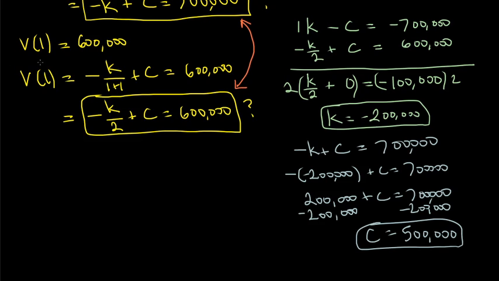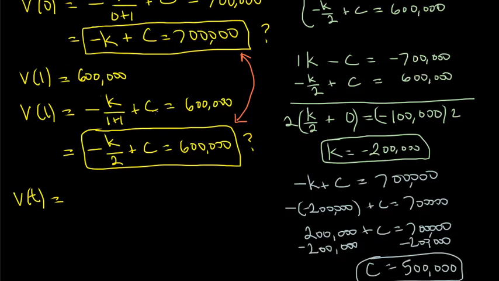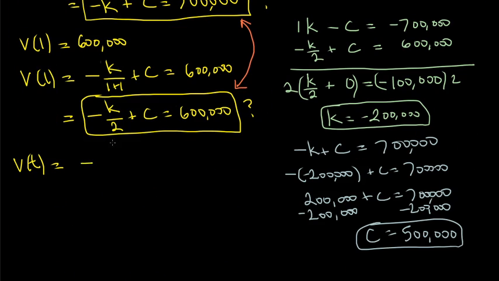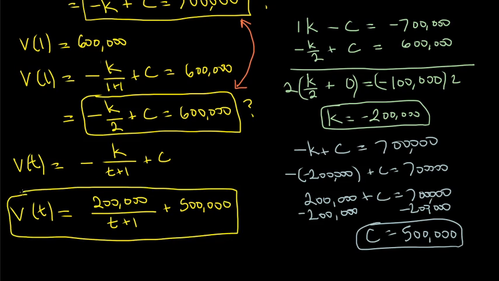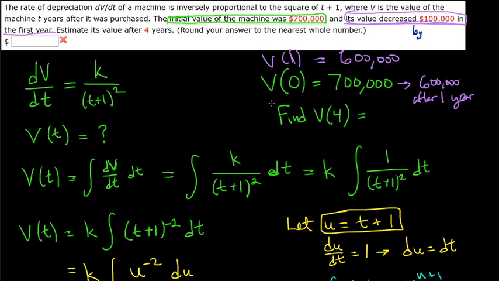So now we go back to v of t, which was negative k over t plus 1 plus c. Just change k to negative 200,000. So it's going to be minus a negative, so positive 200,000 all over t plus 1, plus c. C is 500,000. This is the complete value of the machine after t years.